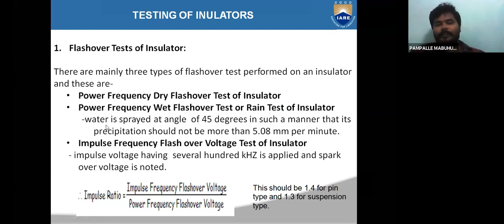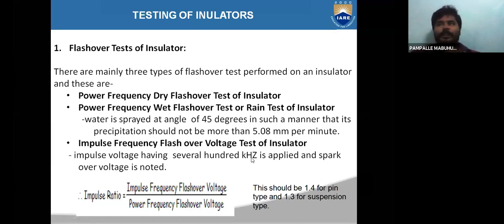Under the flashover test, the third one is the impulse frequency flashover test. In the first two cases, you are using the power frequency, which is nothing but 50 hertz or 60 hertz. But in the impulse frequency test, you are not going to use the 50 hertz power frequency voltage. Here you create an impulse voltage by using an impulse generator. That impulse voltage will have a frequency of several hundred kilohertz.